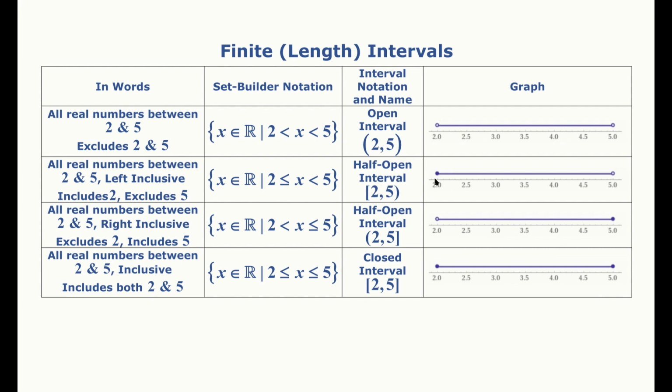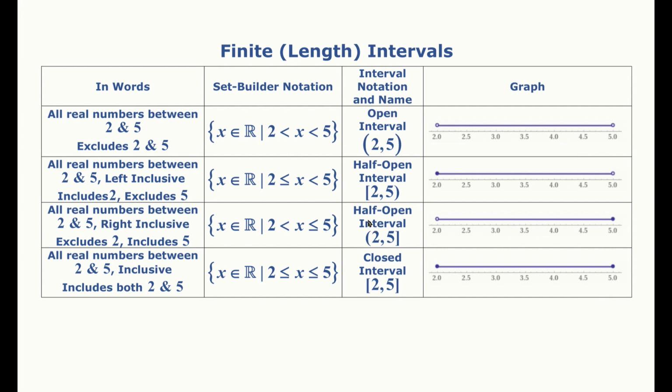Of course, on the end where the endpoint is included, we use a bracket. On the end where the endpoint is not included, we use a parenthesis. Here, for the next one, we want all real numbers between 2 and 5, right inclusive. That means include the 5, the right endpoint, but not the left endpoint. So when you say right inclusive, you don't need to say left exclusive. It automatically means that, right?